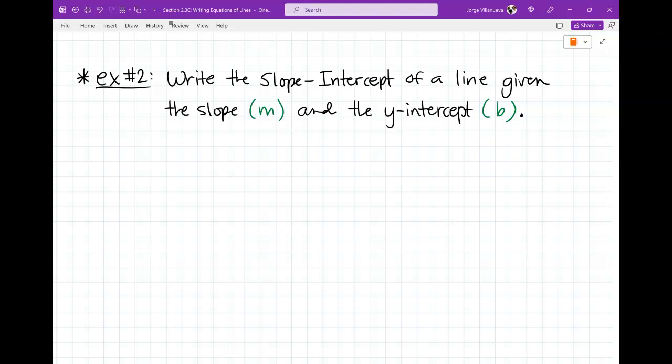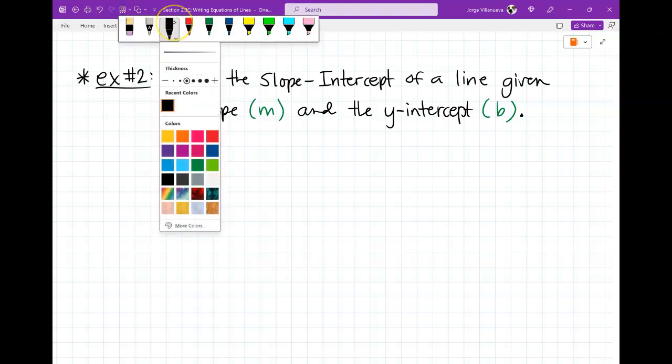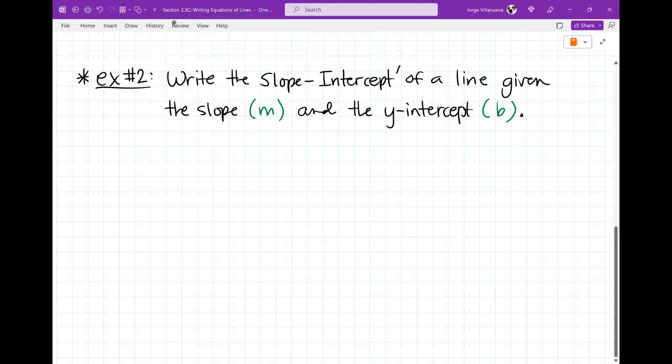So write the slope intercept. Ooh, I forgot to put form, but write the slope intercept form. I'm going to use a little caret symbol. Those of you guys in the English class, this is probably going to be something you remember. Right, the little caret symbol for insert. Sorry about that. Write the slope intercept form of a line given the slope M and the y-intercept B.